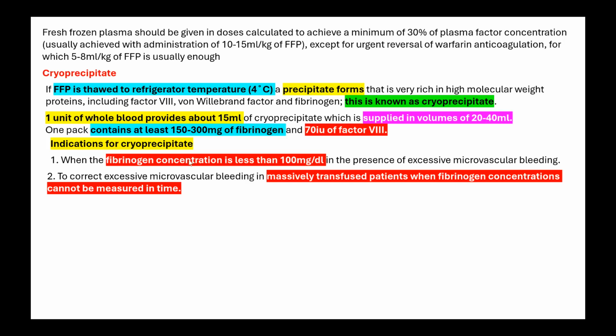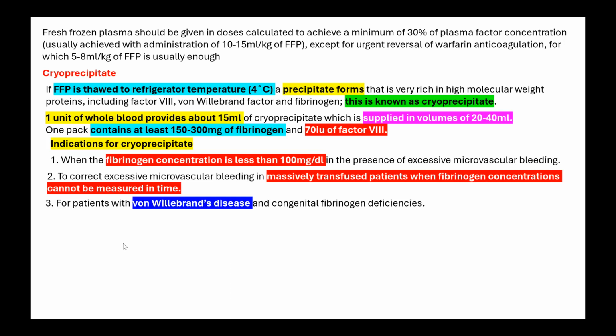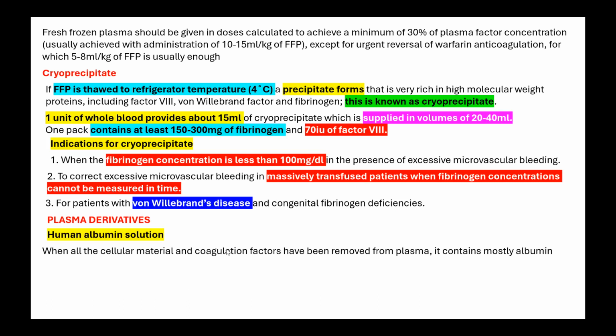So even if you are not having time to assess the amount of fibrinogen present, you can blindly give cryoprecipitate in them to restore that. And patients with von Willebrand disease and congenital fibrinogen deficiencies, definitely they require cryoprecipitate. And now even in the present day, we are able to isolate the fibrinogen itself, and fibrinogen concentrates are available, so that we need not unnecessarily give factor 8 and von Willebrand factor. We can directly replace the fibrinogen. So plasma derivatives are human albumin solution.